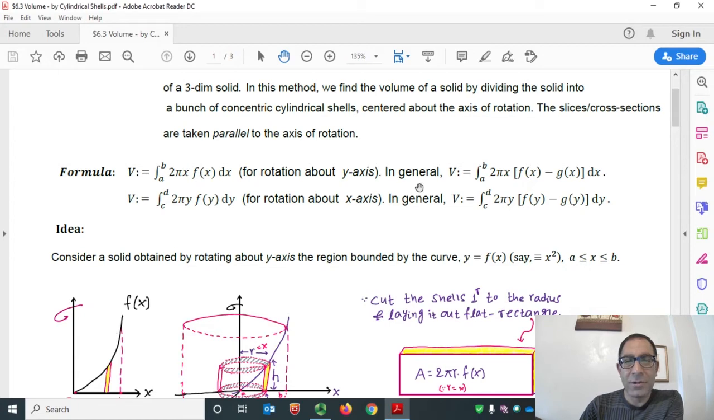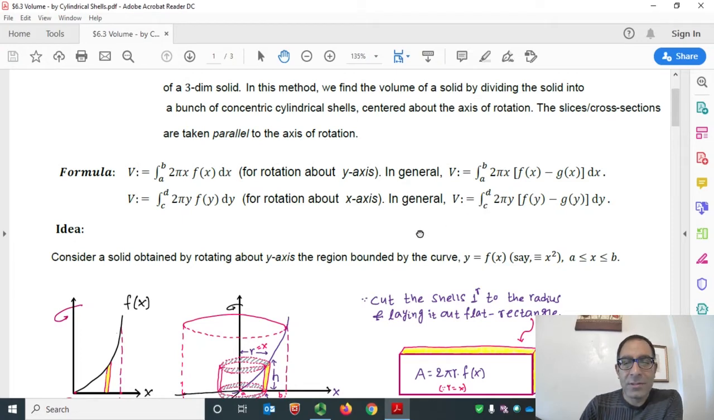In general, if our region is bounded between two functions, then our volume is the definite integral of 2 pi x times top curve minus bottom curve, or right curve minus left curve, from a to b. Similarly, if our rotation is about the x-axis, then the volume formula is the definite integral of 2 pi y f(y) for y equals c to d, and in general, volume equals the definite integral of 2 pi y times f(y) minus g(y) from y equals c to d.